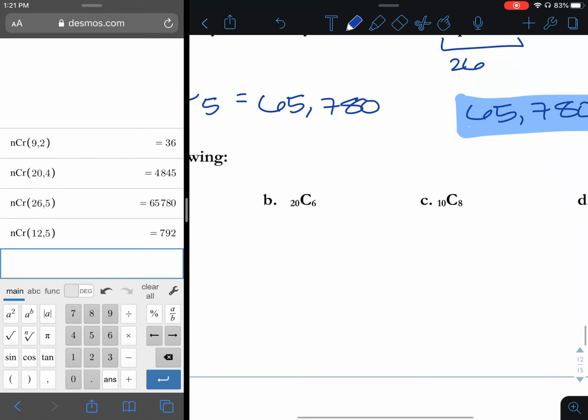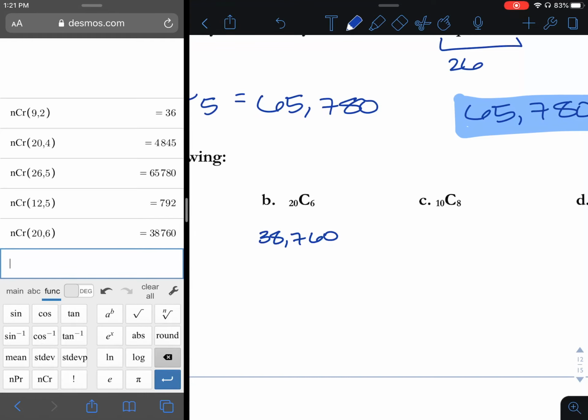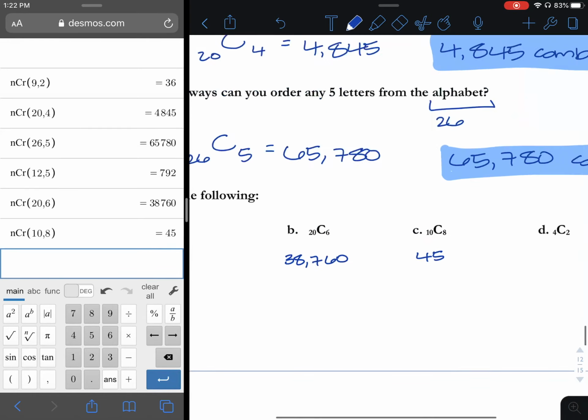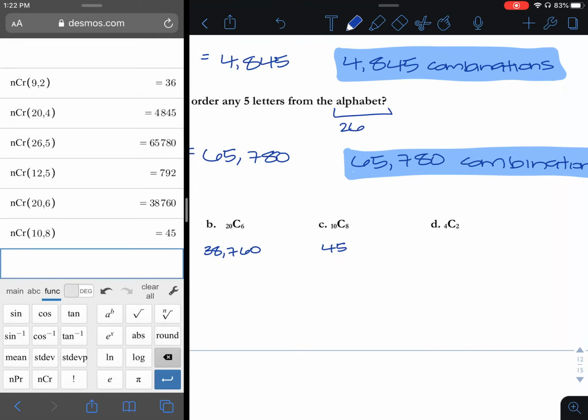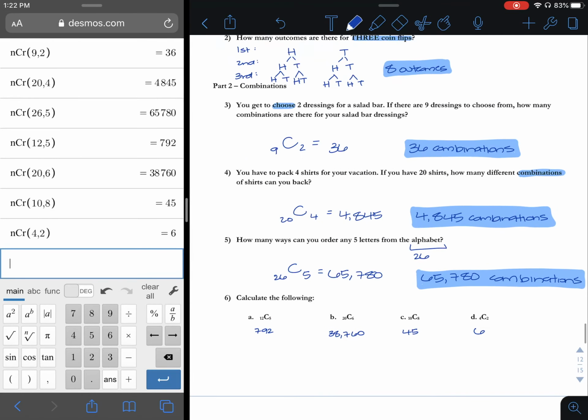All right, so B, I have 20 choose 6. When I plug that into my calculator, 20 choose 6, I should get 38,760. Okay, next one, again, n choose r. In this case, I have 10, comma 8, and I get 45. And my last one, again, I need that n choose r from the function, 4, comma 2, I should get 6. Okay, so that was combinations. I'm choosing something out of a bigger number.